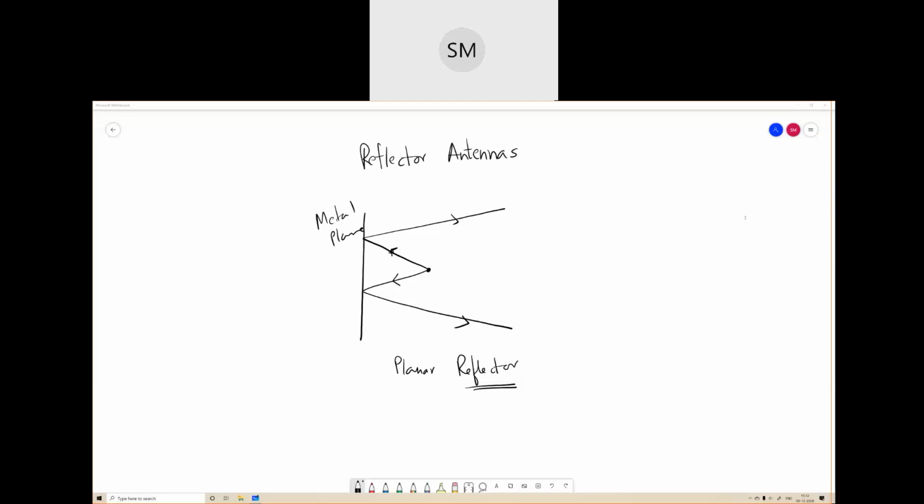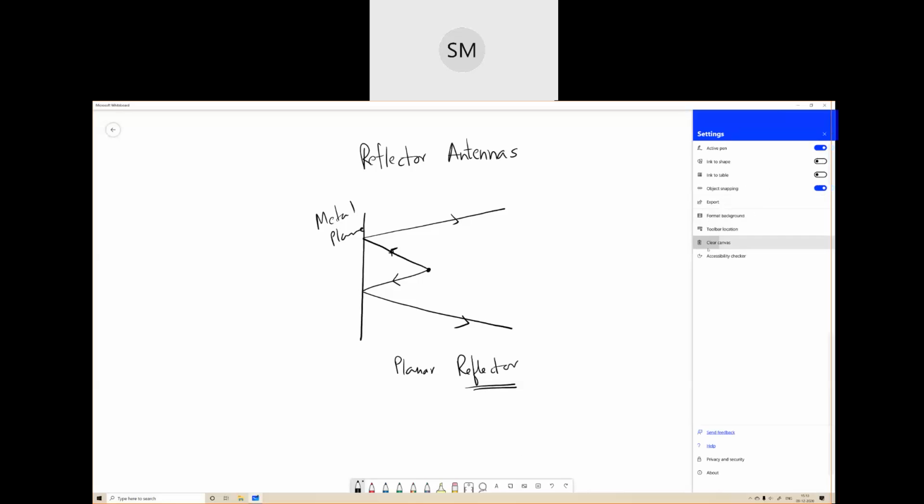There can be some other reflectors as well. For example, this is called a corner reflector. This is our feed. The feed is radiating signals which are reflected by the corner reflector. This angle is sometimes 90°. This is by simple geometrical optics, right? You have studied geometrical optics in school. It's more or less the same thing.